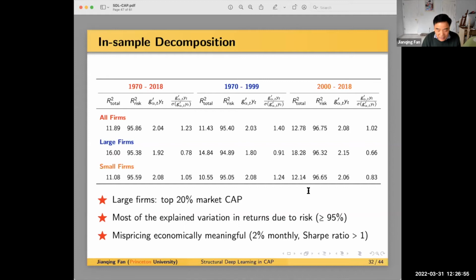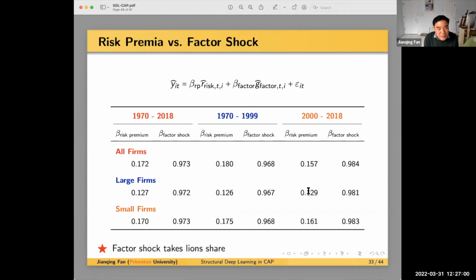Now for the next one, we want to understand how important risk premia is in comparison with risk innovation, in other words, return and the volatility there. So we run a regression of our fitted value at the particular time period over the risk that we learned from in-sample learning, and the factor realization. We compare the coefficients between these two components, for all firms, large firms or small firms, and across two different periods. We can see that the ratio of coefficients is about 1 to 5 across different periods and different firms. So the factor innovation is the dominant term, as we would expect. The factor shock takes the lion's share.